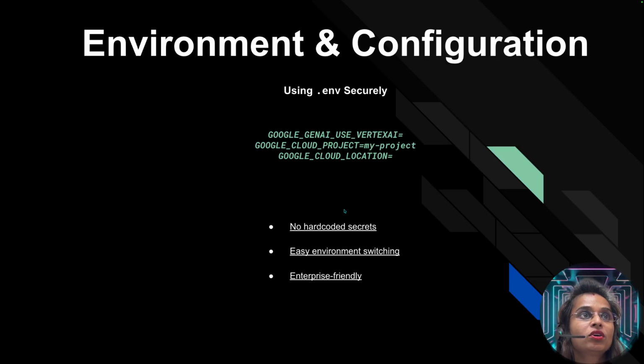The environment and configurations are always mentioned in the .env. We will not hard code them. We'll provide the Google Cloud location, region, US Central or whatever is your region. Then the Google Cloud project ID, and Google GenAI using Vertex AI. We'll set this flag as true or false. So we can easily switch between different environments. There is no need for any hard coding of the secrets, and it is completely enterprise friendly.